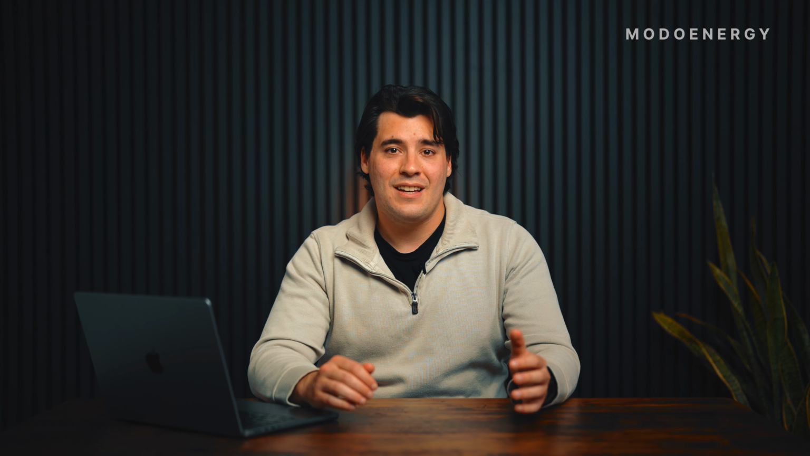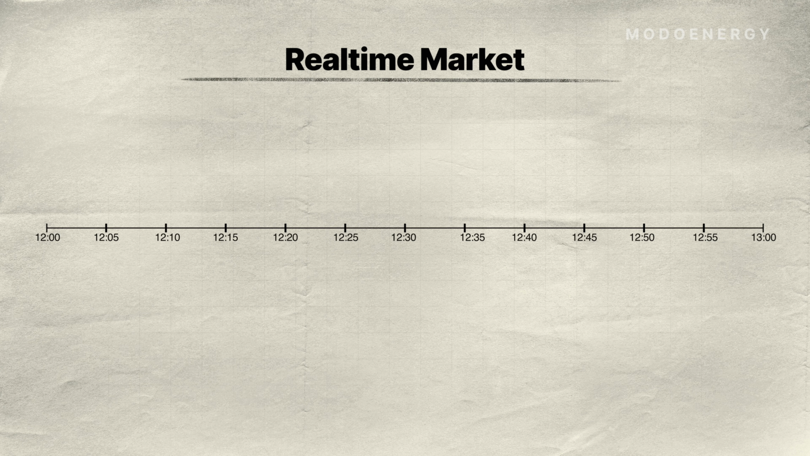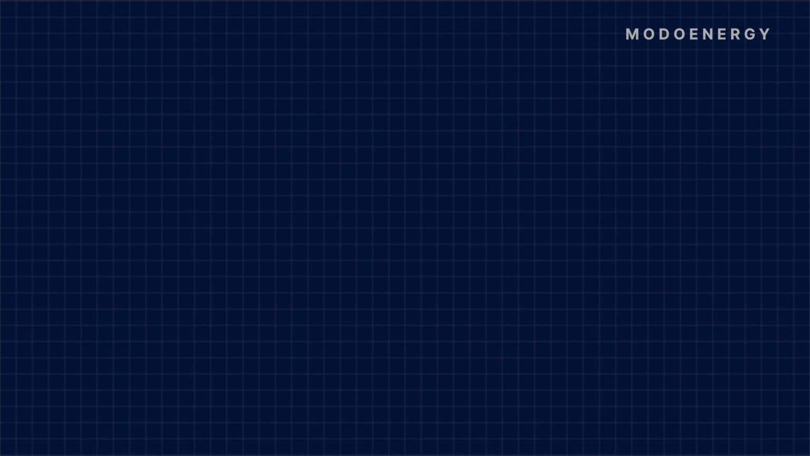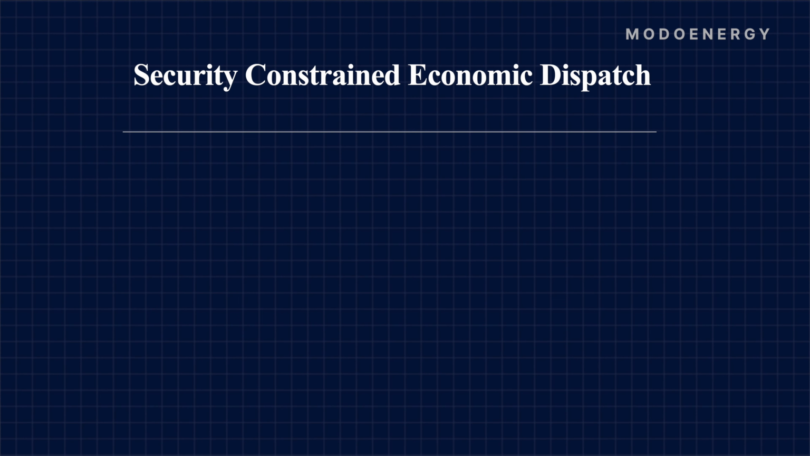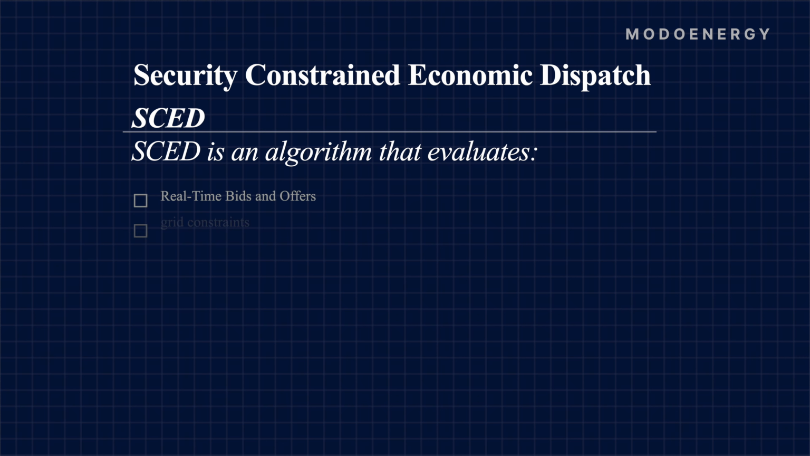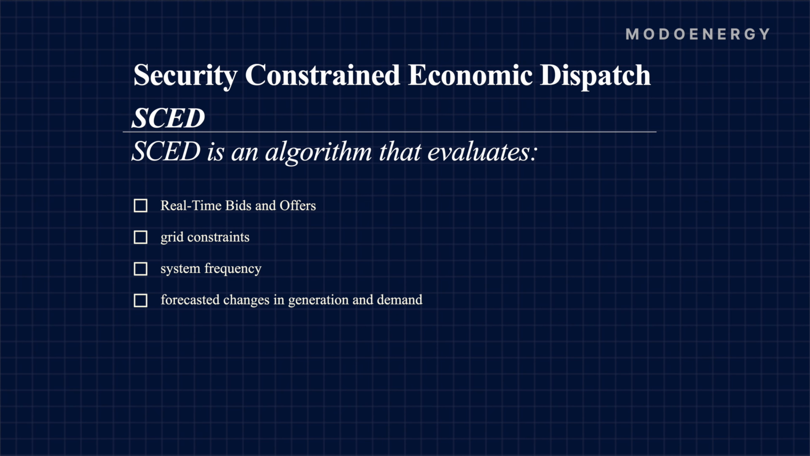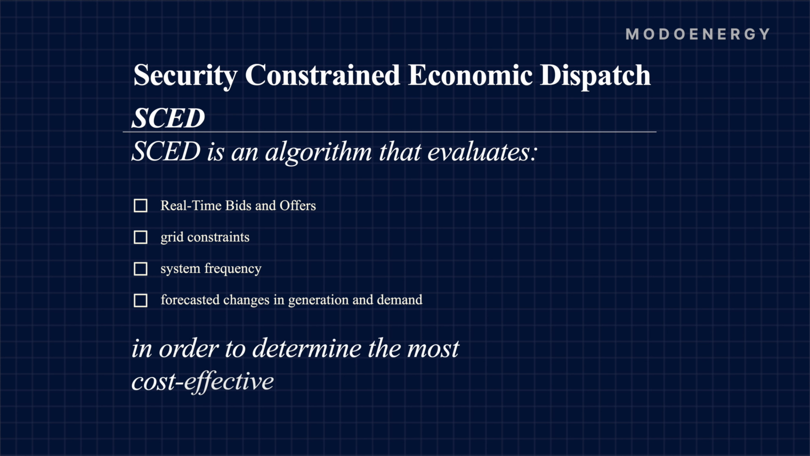In one sense, the real-time market is where the action happens, the actual physical dispatch of generation and load resources to meet demand at the lowest cost. Dispatch occurs every 5 minutes through Security-Constrained Economic Dispatch, or SCED. SCED is an algorithm that evaluates real-time bids and offers, as well as grid constraints, system frequency, and forecasted changes in generation and demand, in order to determine the most cost-effective dispatch of resources.